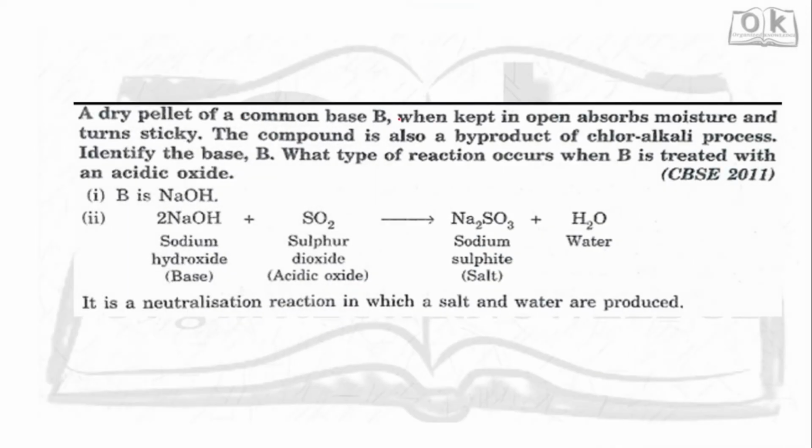Next question: a dry pellet of a common base B, when kept in the open, absorbs moisture and turns sticky. The compound is a by-product of the chloralkali process. Identify the base B and write the reaction if the base is treated with an acidic oxide. So here again the hint is that the compound is a by-product of the chloralkali process. So the base will be NaOH, that is caustic soda. And what will happen when this caustic soda reacts with sulfur dioxide, that is an acidic oxide? It will form sodium sulfite, which is a salt, and water. So it's a neutralization reaction in which a salt and water are produced.